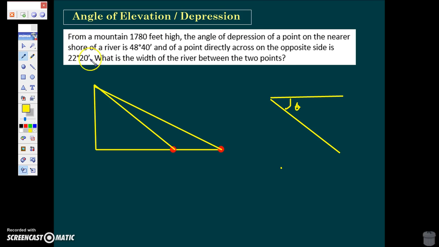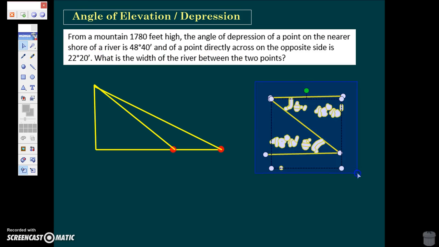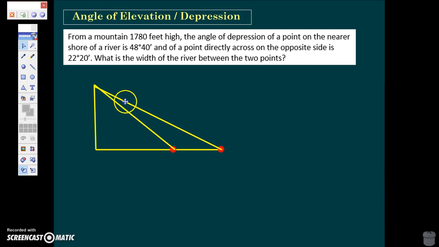Remember with the horizontal, if you draw a line parallel to the horizontal, meaning the ground, what we have are simply a pair of alternate interior angles. So these two are the same. If this is 48 degrees 40 minutes, then this must also be 48 degrees 40 minutes, simply because they are alternate interior angles. So we have the triangle now.